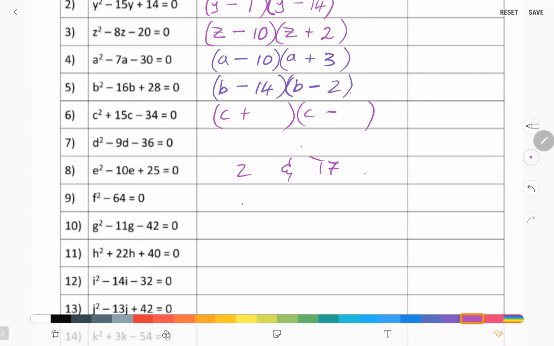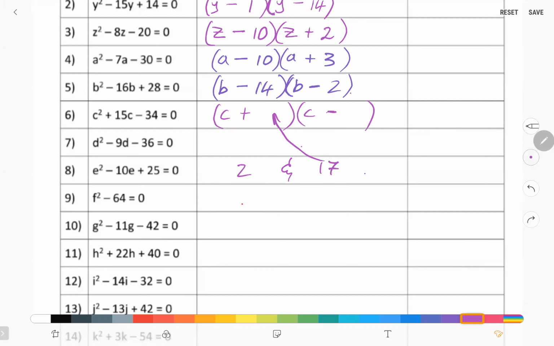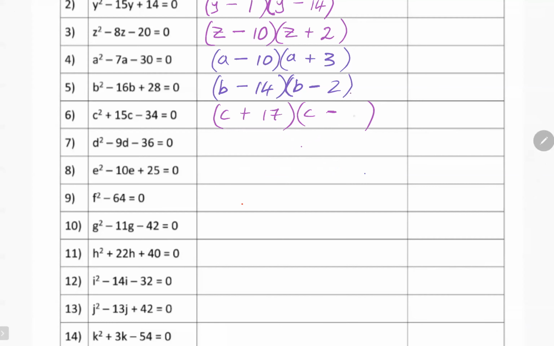Put the larger one in the plus right there. Simple as that. And the smaller one at the minus right there. The larger one goes in front of the plus because the middle term is positive. That's it. So 2 and 17. I put 17 here and the 2 there.